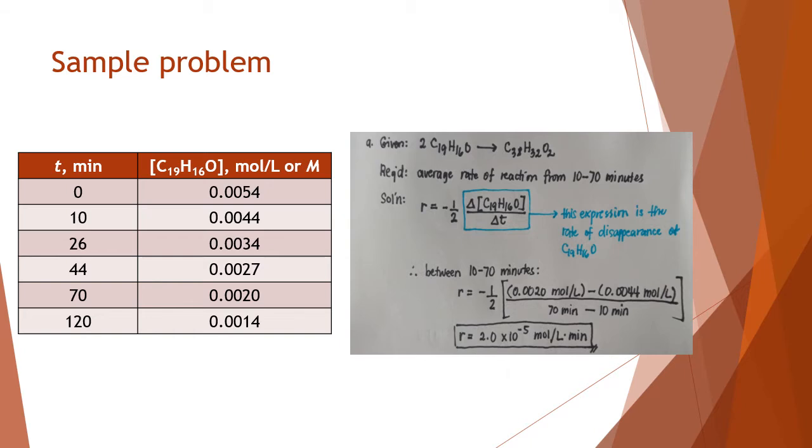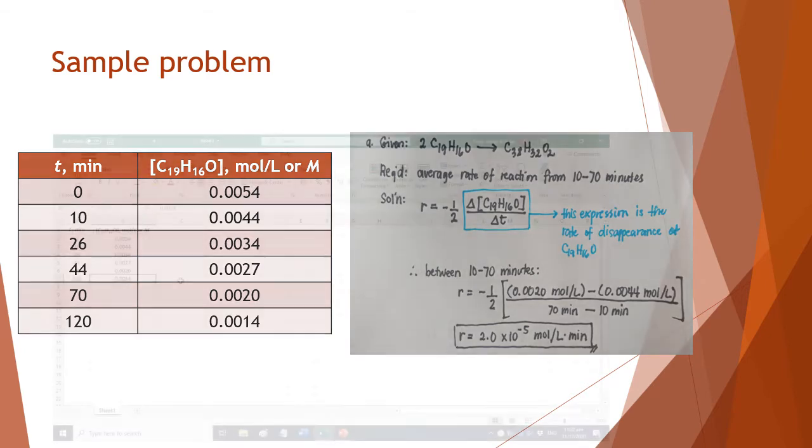Given the tabulated data and the balanced chemical equation, the rate of reaction can be expressed in terms of the rate of disappearance of the monomer. Through appropriate substitution, we find that the average rate of the reaction between 10 and 70 minutes is 2.0 times 10 to the negative 5 molar per minute.